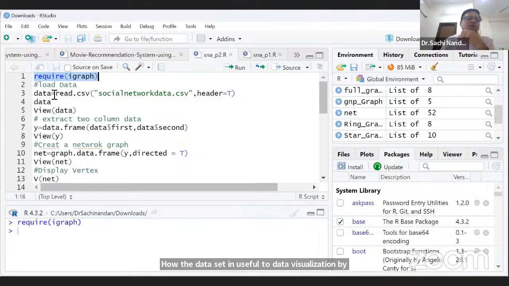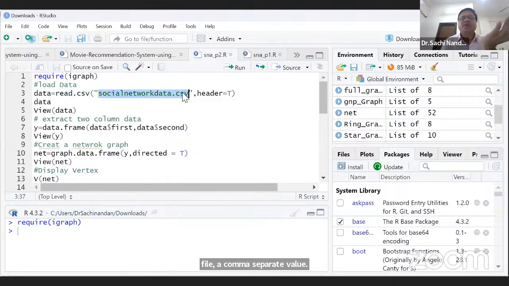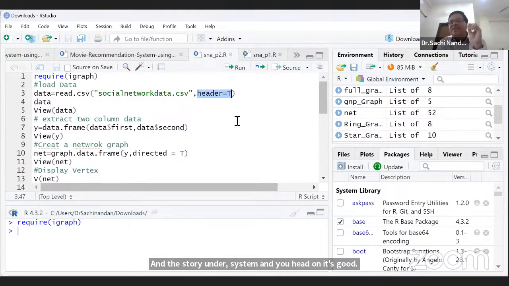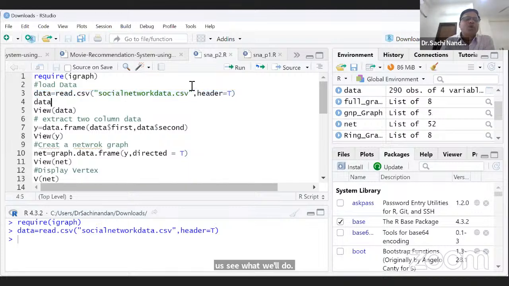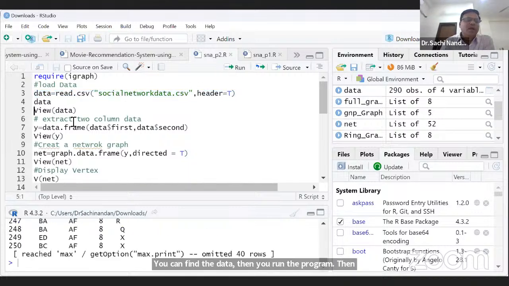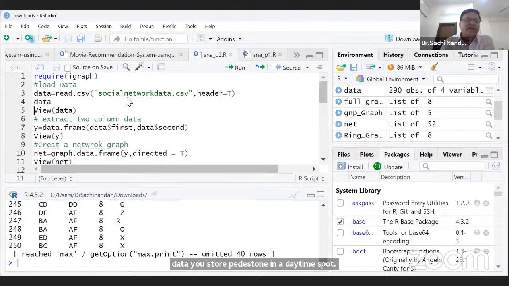So the command is there, read the CSV file, the comma separated value, the social network data CSV. The data is available in GitHub. You can download it and store it in your system. And header is equal to true means the attributes that are there in that data set should be visualized, so you can extract them. Now let us see what we will do. You find the data, then you run the program. Then the data you store, where you store? In a data store. And you see, these are the data.